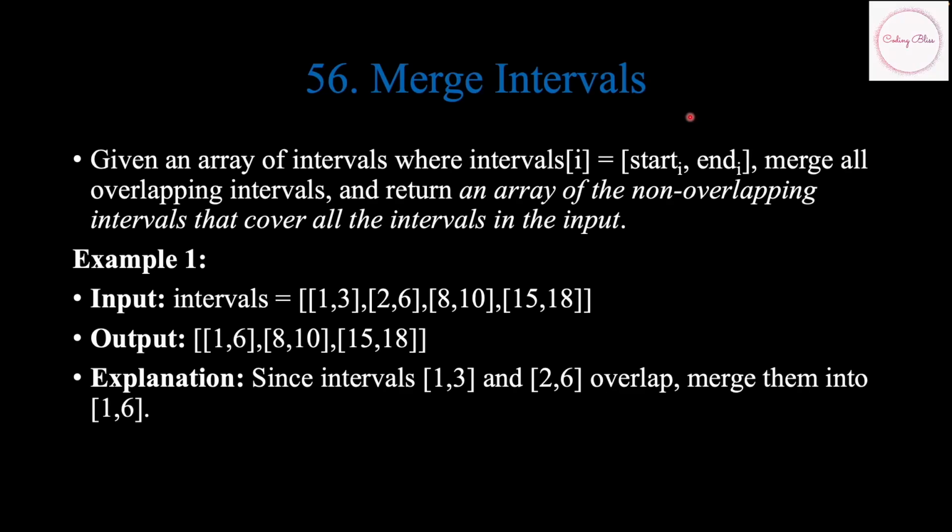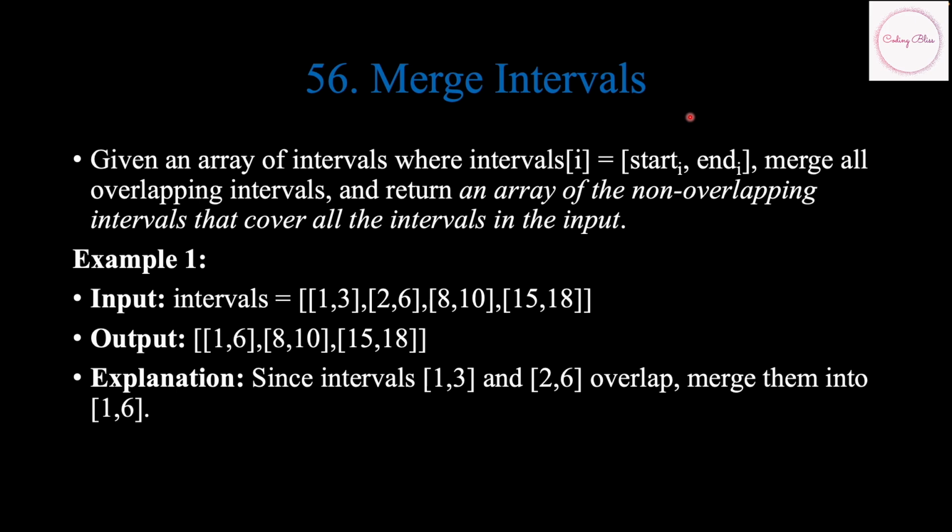Today, let's look at the LeetCode problem 56, merge intervals. Given an array of intervals, where each interval is represented by a start and an end point, we have to merge all overlapping intervals. Here we are also assuming that if the end of one interval and the start of another are the same, for example 1 3 and 3 6, that is also considered overlapping.